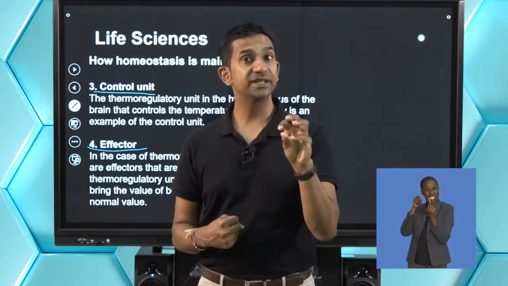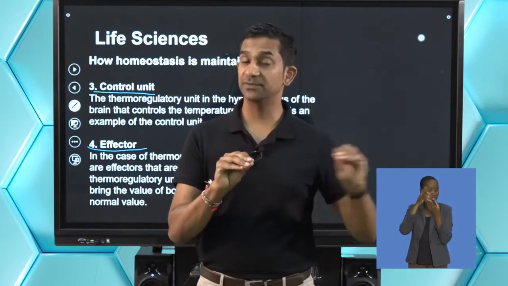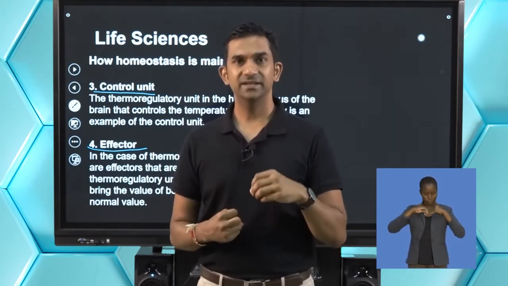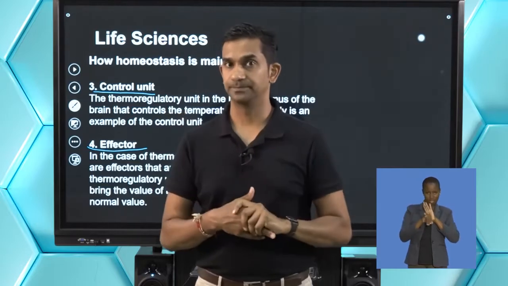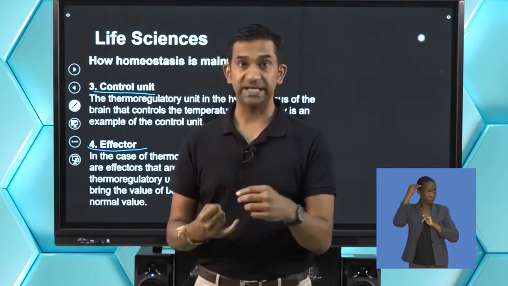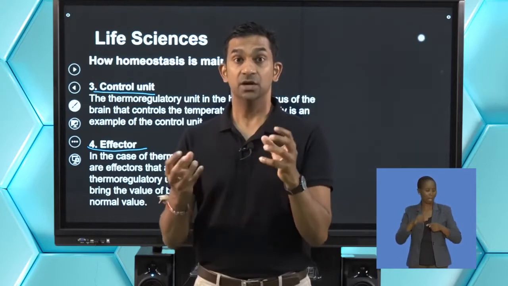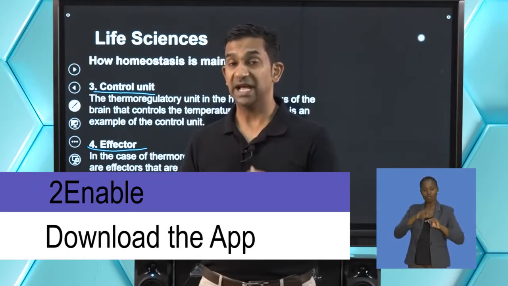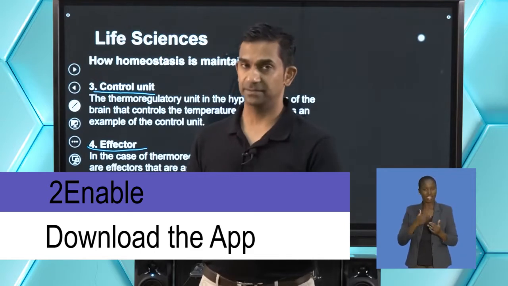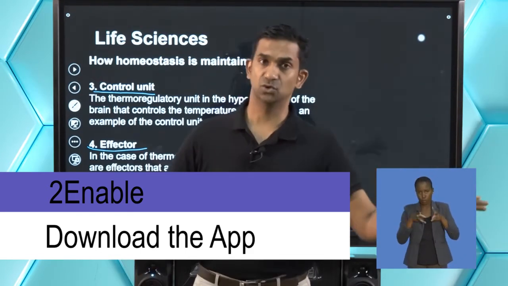The control unit then processes that information, identifies a change from the normal range, and then sends out an impulse to the effector organ. The effector organ could be glands, could be muscles, but could be various other organs that respond to that change and then bring about a change in the opposite manner. And that will then try to bring the balance back to normal.